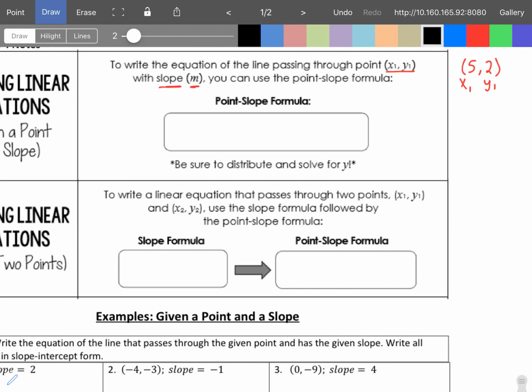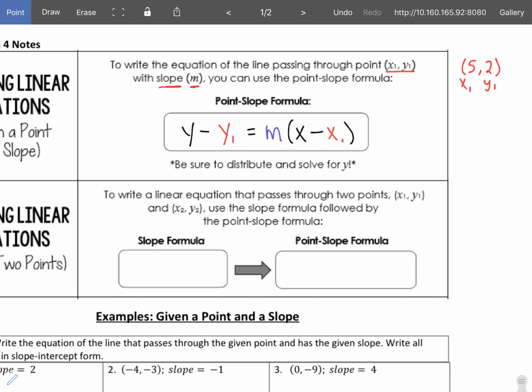Are you ready? Here we go. y minus y1 equals m times x minus x1. Okay, I wrote it in different colors because I want you to see this x1 here and this y1 here. That's your point. That's what you're going to be plugging into. You're plugging into x1 and y1. You're leaving this x and this y alone. So do not plug anything into that, this x and this y, okay? But you're going to plug into x1 and y1.